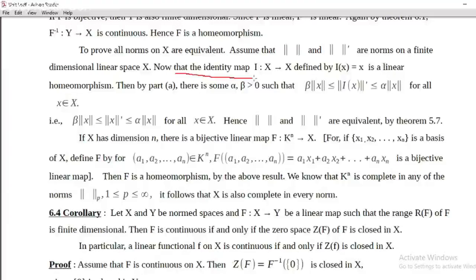Now the identity map I from X to X defined by I of x equals x is a linear homeomorphism. Clearly, the identity map is a linear homeomorphism because I of x plus y is equal to x plus y, and I of kx is equal to kx, that is k times I of x. And now I is a linear homeomorphism.